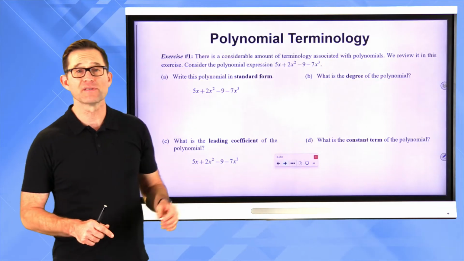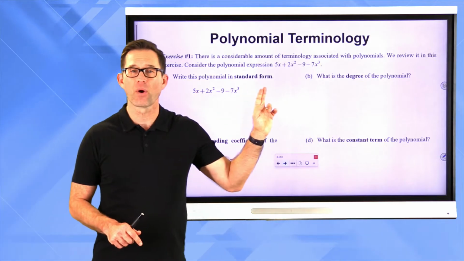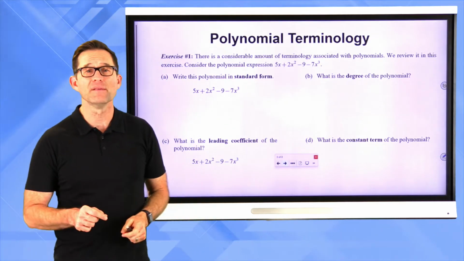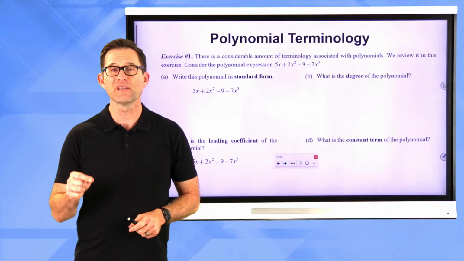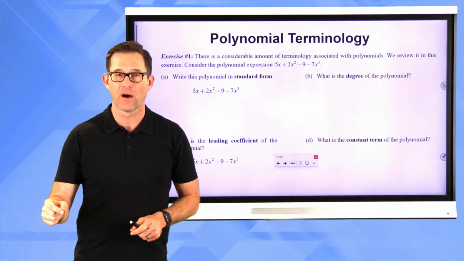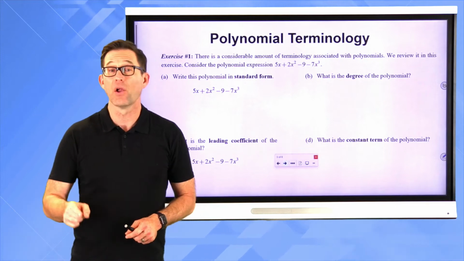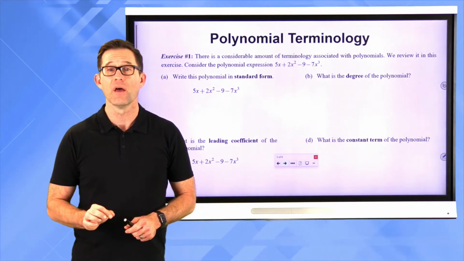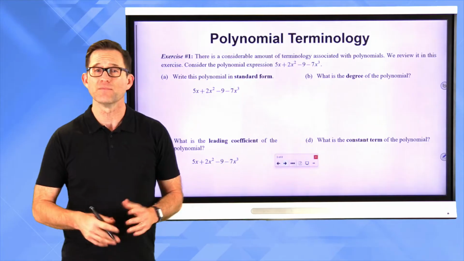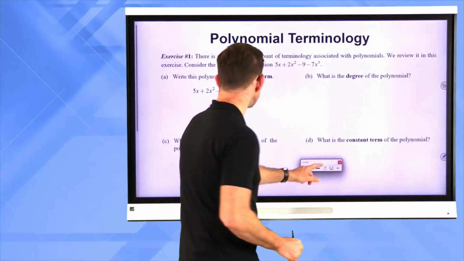So that's our first piece of terminology, the standard form of a polynomial. And what that means is to write it in decreasing order of exponent. One of the things that's very important is to make sure the coefficient, along with the sign of the coefficient, comes along with the exponent. So let's do this. Let's write this thing in standard form.